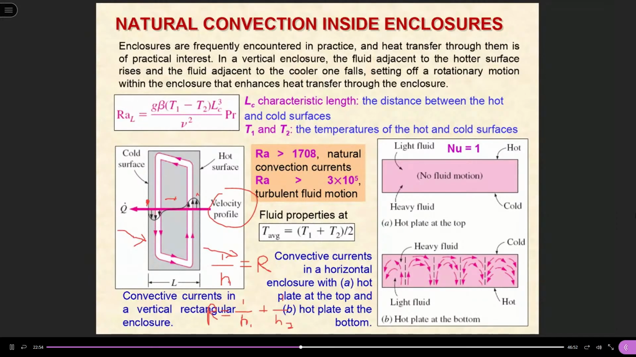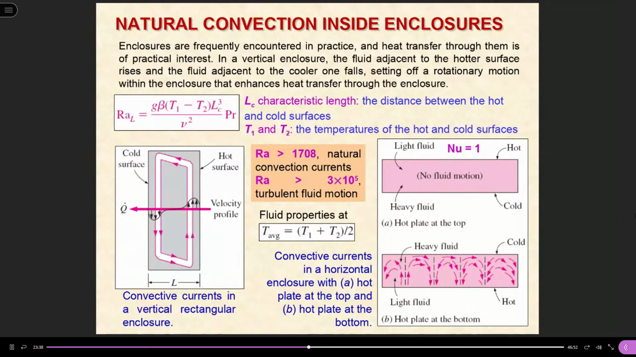Now for the convenience of convection heat transfer calculation, instead of calculating the two h, which are basically equal to each other, we just calculate the overall resistance, the overall h, which happens to be equal to the individual by this equation. So we only calculate the overall h. That is something special about natural convection in an enclosure or thin layer of convection.